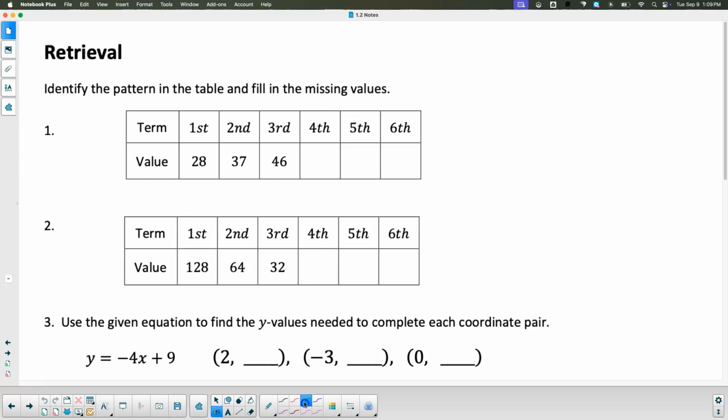So what you're telling me here is we go from here to there, we're going to add 9. Go from there to there, we're going to add 9. Yes? So if that pattern were to continue, what would the next value be? 55. And then? 64. And then? 73. I would concur that on this one, identifying the pattern was we added 9 each time. Yes? Okay. Second one. Anybody see the pattern?